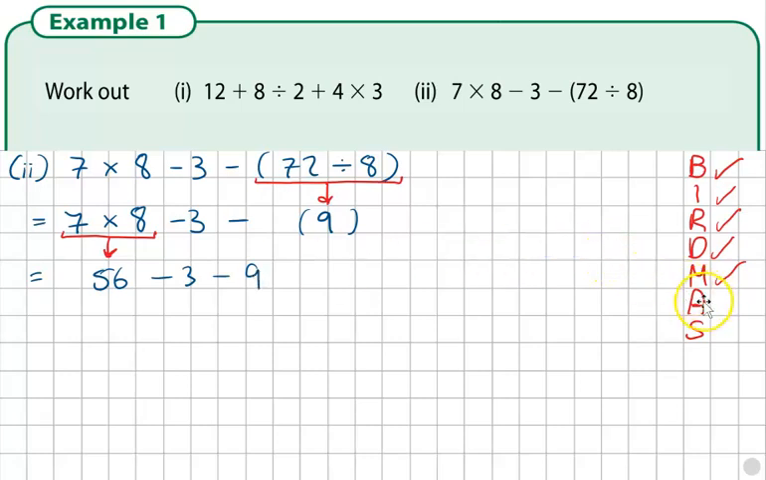Next on my list is A, which stands for addition. I don't have any addition left. So I skip on to S, which stands for subtraction. And I do have subtraction. We've only subtraction left, so we can just work from left to right. 56 − 3 is 53. We bring down the − 9. And 53 − 9 is 44. So 44 is our answer, and you can input this into the calculator to check if you get 44.